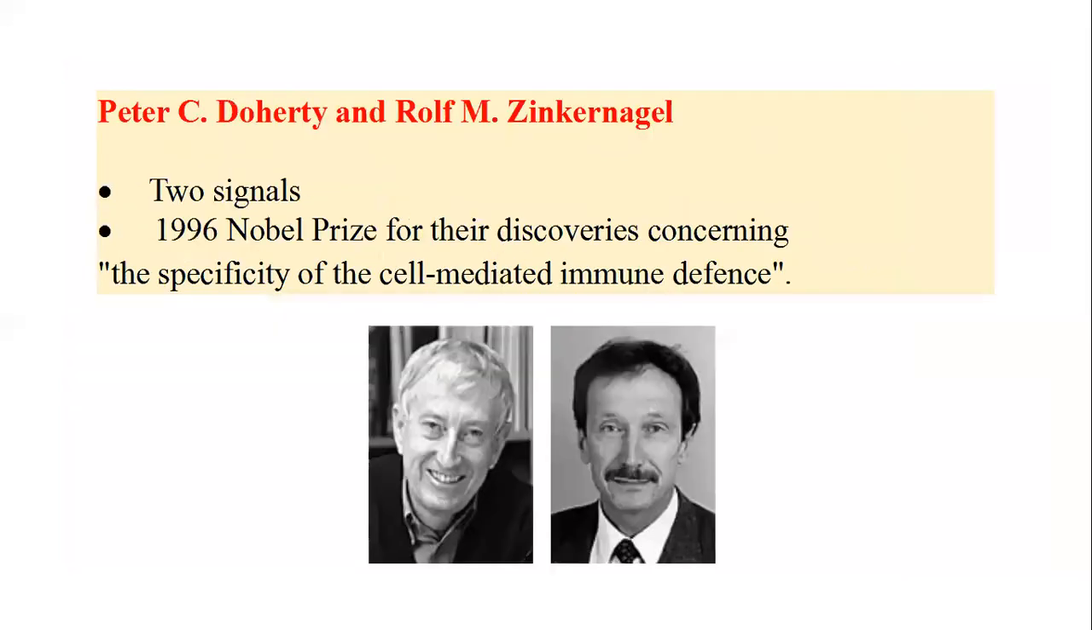So this is not the full list, but Peter Doherty and Rolf Zinkernagel, these are the two scientists. They also got the Nobel Prize in 1996 for their discovery concerning the specificity of the cell-mediated immune response.